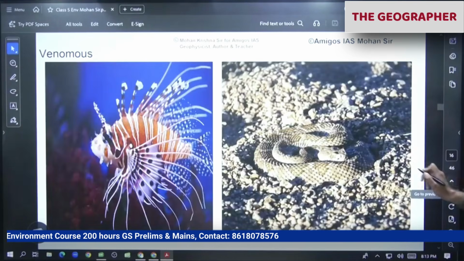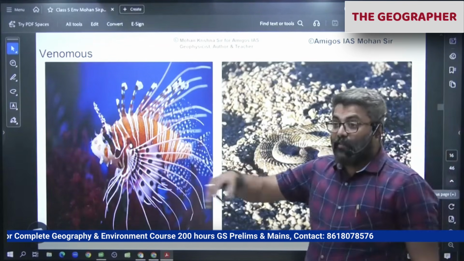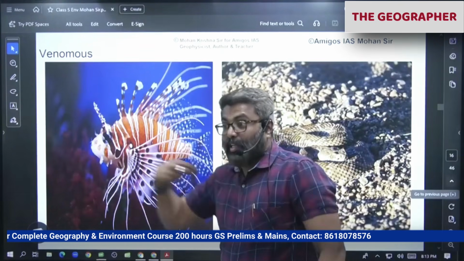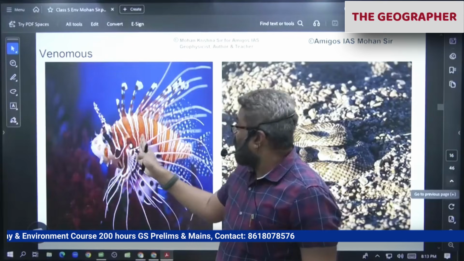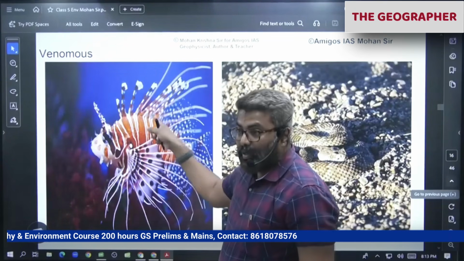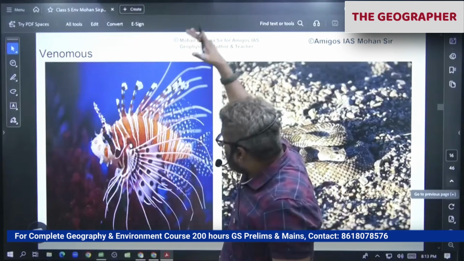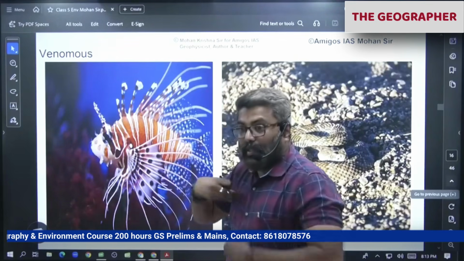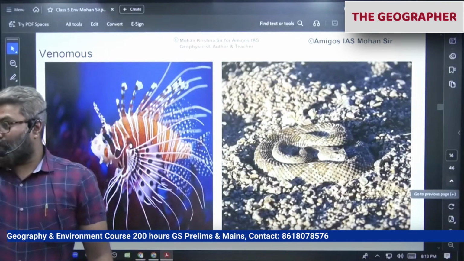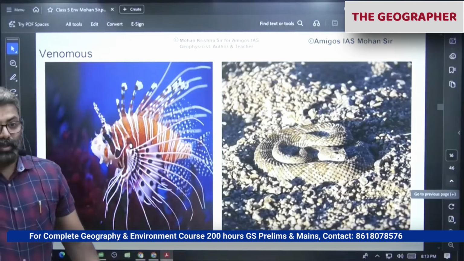So you notice this again. Some animals have venom. That means if any animal comes and attacks them, they inject that venom. This is called a lionfish. The lionfish has these stings on top, which have venom in them. Any animal coming and pressing onto it will be injected with the venom. The venom is very poisonous, so the other species will run away and find some other food.